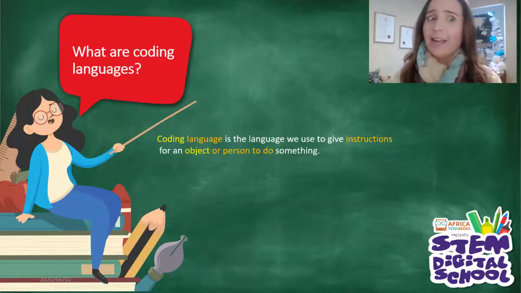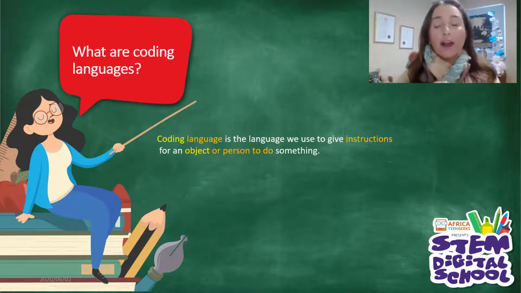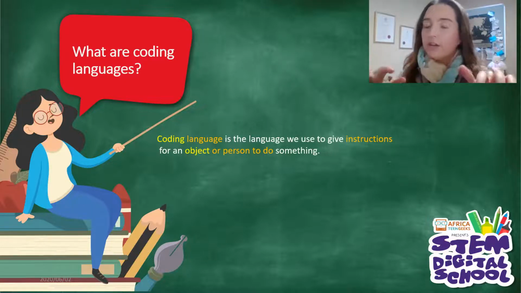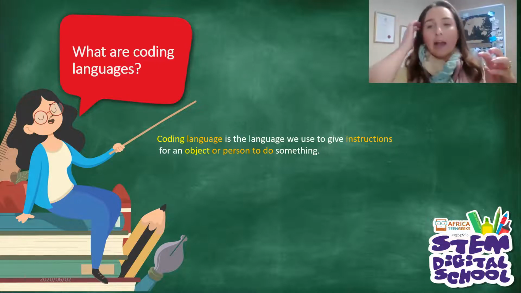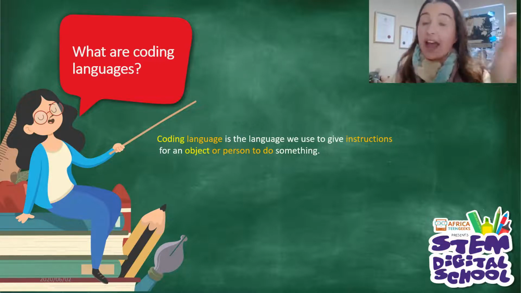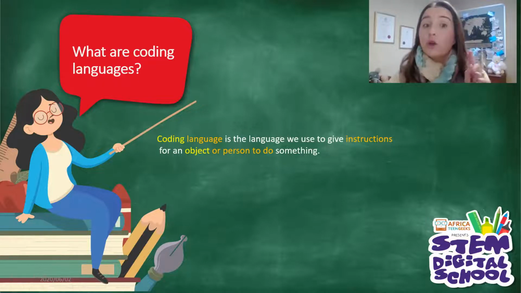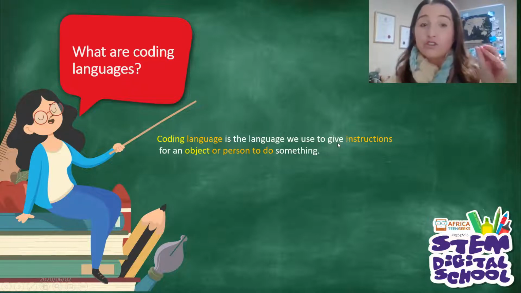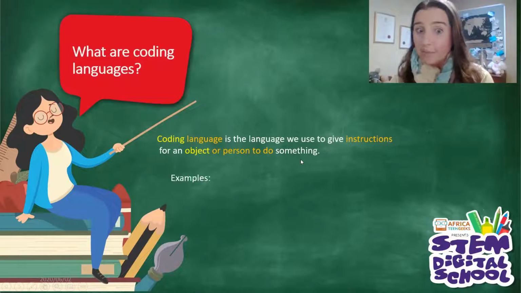So coding also uses language. So in order for us to know how to code, we need to understand the language. So we used a whole bunch of words today to get our treasure map and to use it to get to our treasure chest. So coding language is the language we use to give instructions for an object or person to do something.